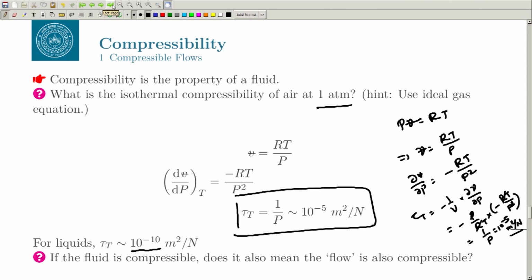Now, the last question: compressibility is the property of the fluid. So, if the fluid is compressible, does it also mean that the flow is compressible? That is something we will discuss in the next class. Remember, there is a difference between the fluid and the flow. There are some properties which are properties of the fluid, for example, molecular viscosity and compressibility. These are the properties of the fluid.